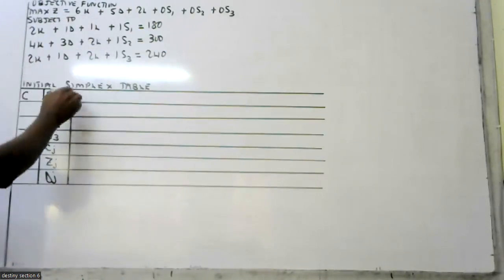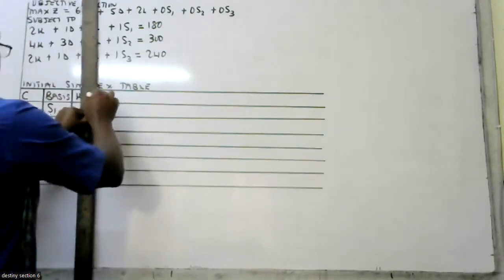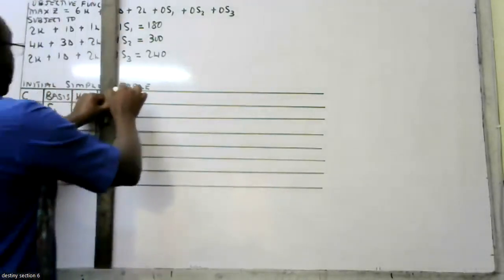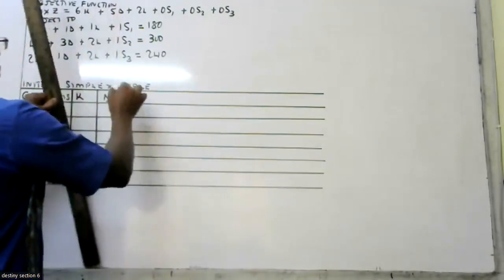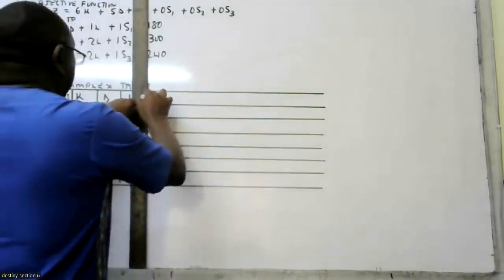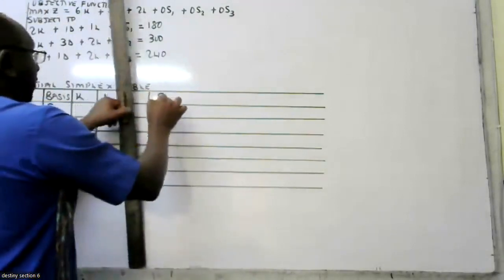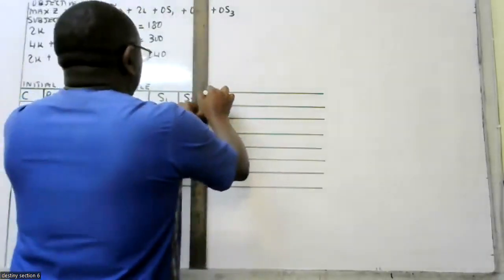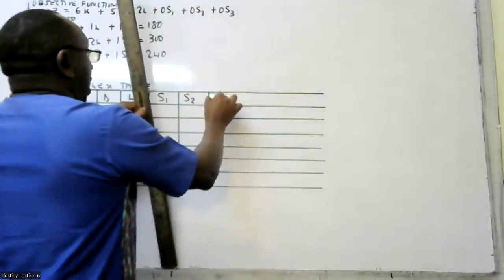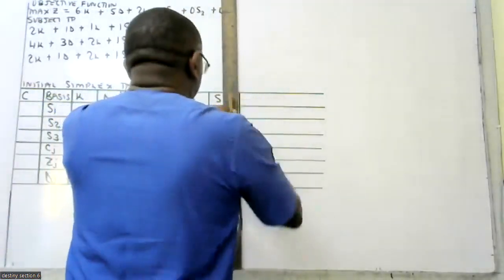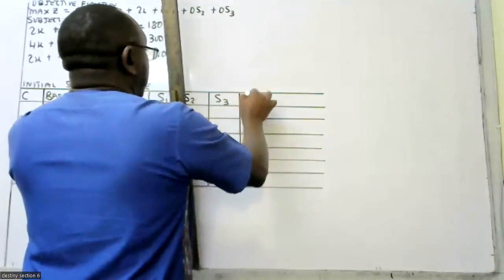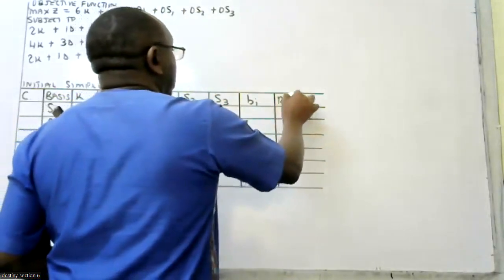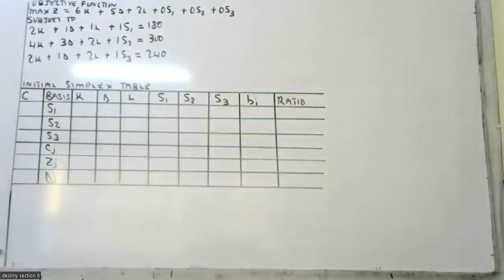Then you bring now these others. So we have K, B, L, S1, S2, S3, and BR, in case there will be need to create a ratio.